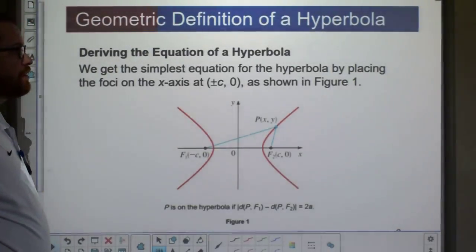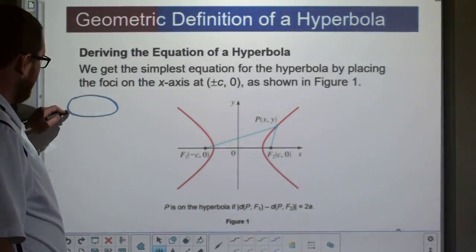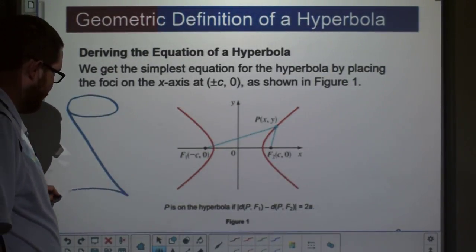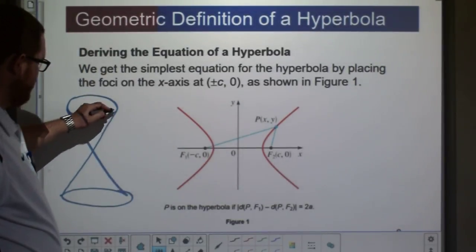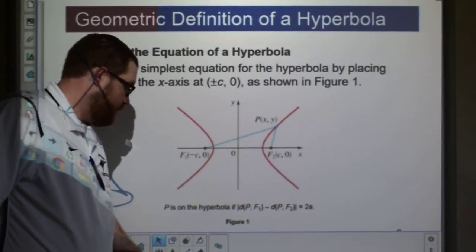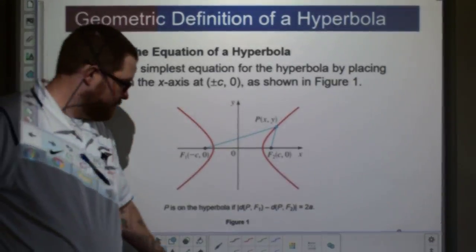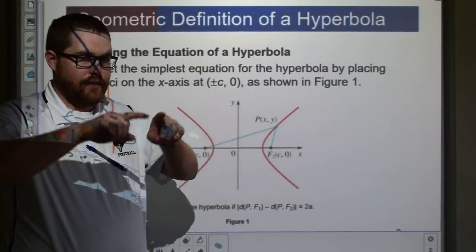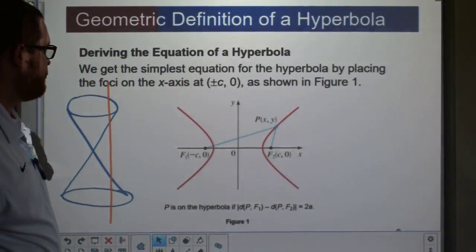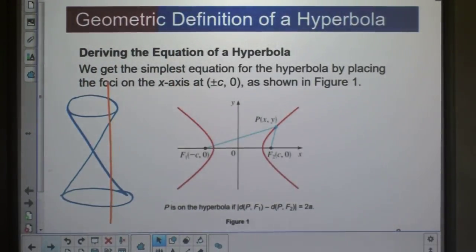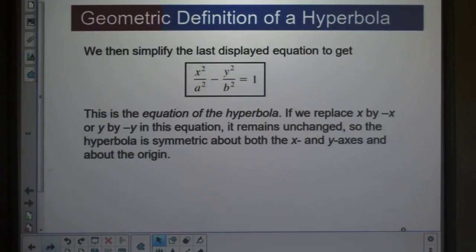To give you an idea where this comes from, if you can imagine a cone, which is really two cones in your mind, if you were to cut straight down through here and look at the shape you have left, it would look like this. It would be like two parabolas facing away from each other. Okay? But let's talk about how to draw these things.